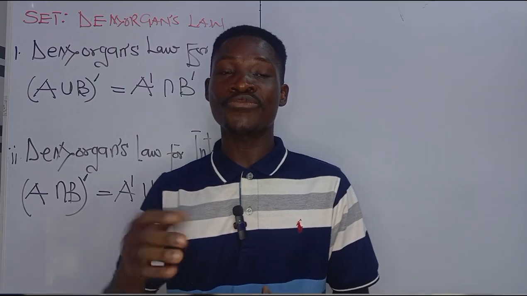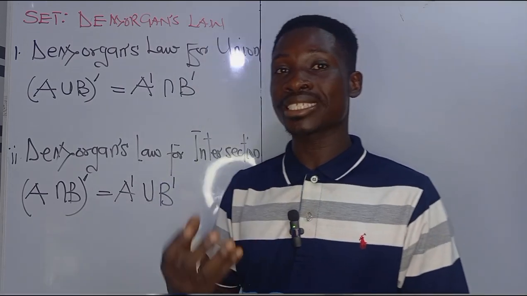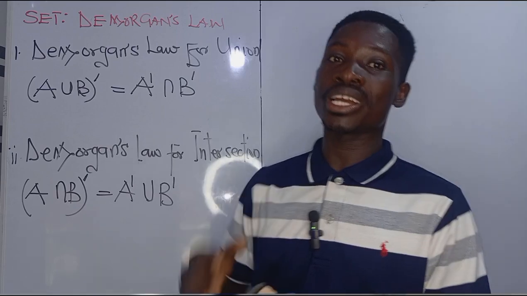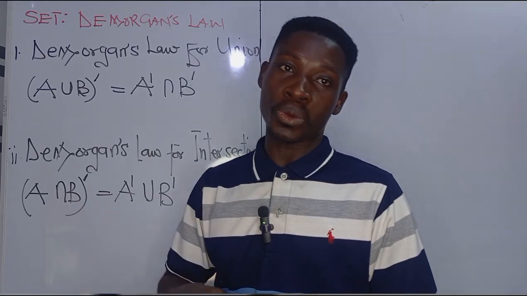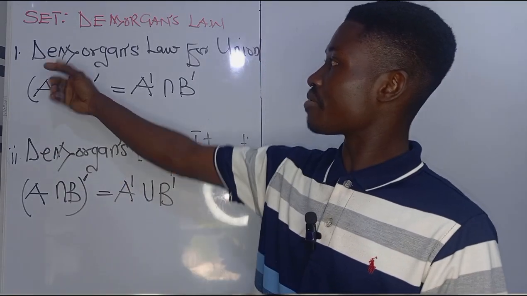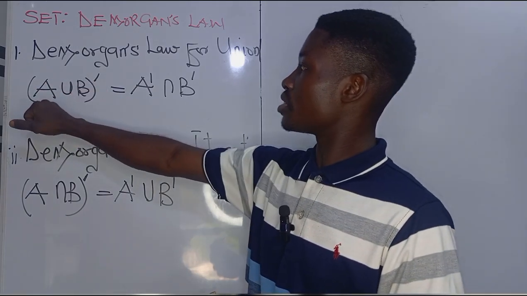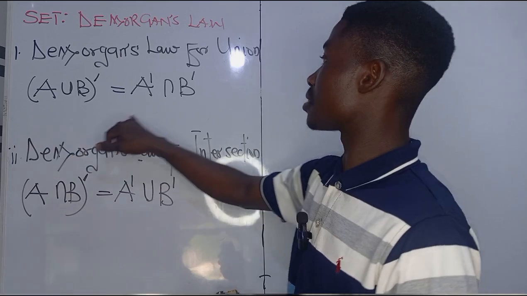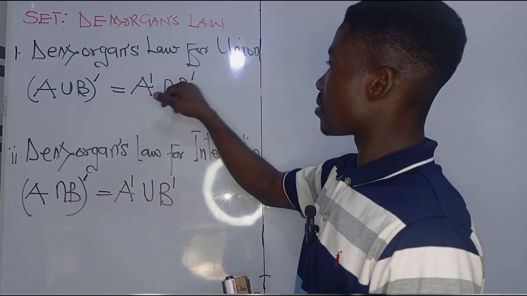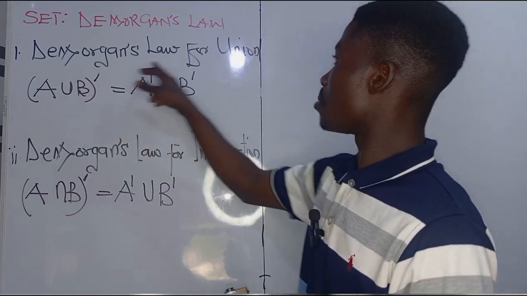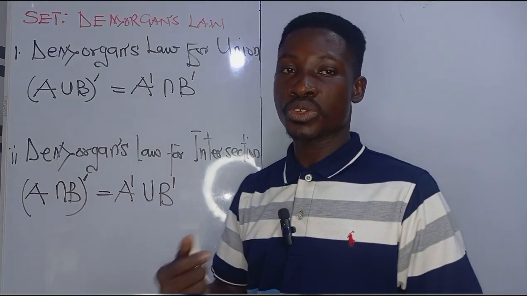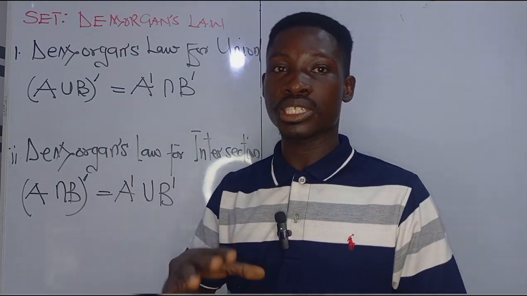So our task is to verify whether what he said some years ago is actually true or not. We are going to look at the first law, which says that the complement of the union of two sets is the same as the intersection of their complements, also called De Morgan's law for union. So you are going to verify that using sets.